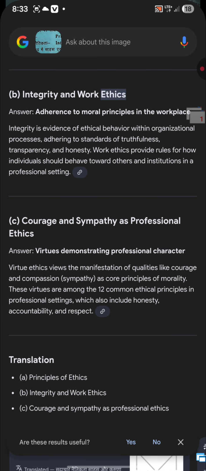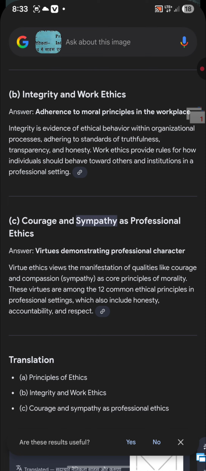B. Integrity in work ethics. Answer. Adherence to moral principles in the workplace. Integrity is evidence of ethical behavior within organizational processes, adhering to standards of truthfulness, transparency, and honesty. Work ethics provide rules for how individuals should behave toward others and institutions in a professional setting.